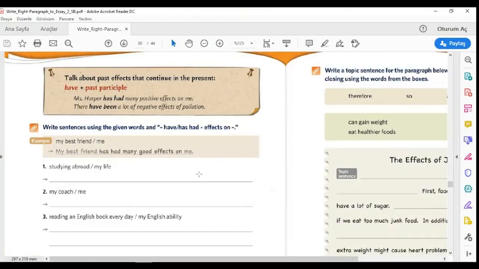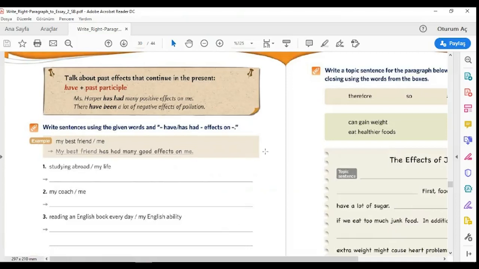We will be talking about past effects that continue in the present. So we will use have plus past participle. The examples here: Miss Harper has had many positive effects on me. And then the second one, there have been a lot of negative effects of pollution. So this is the past that still continues in the present.